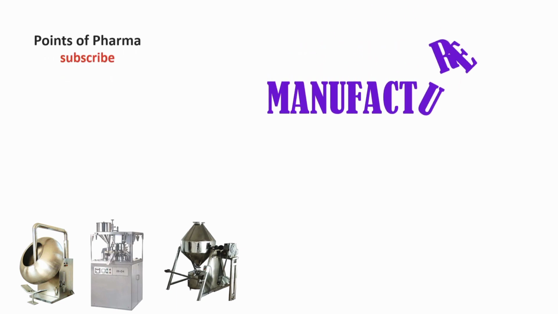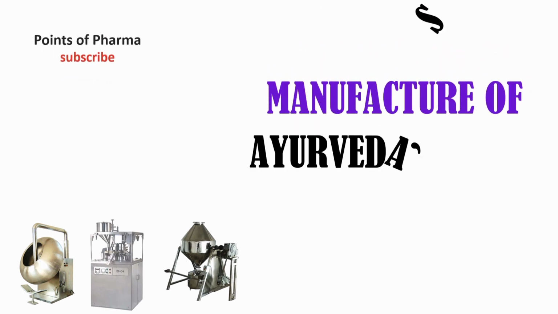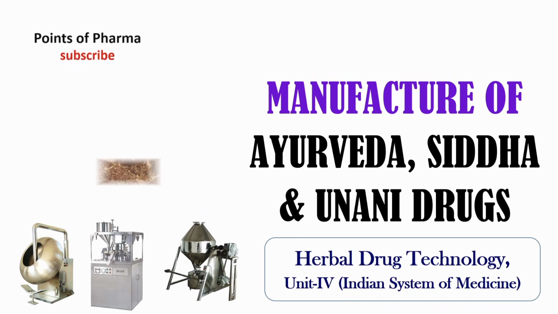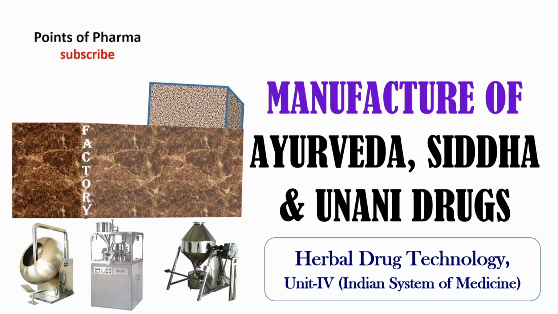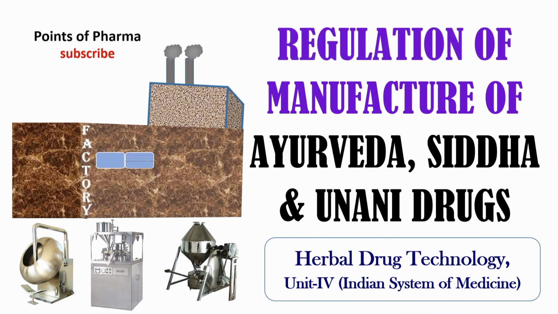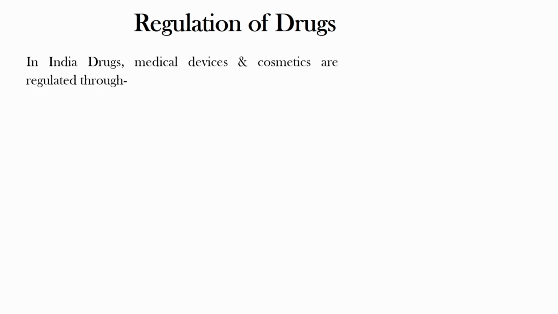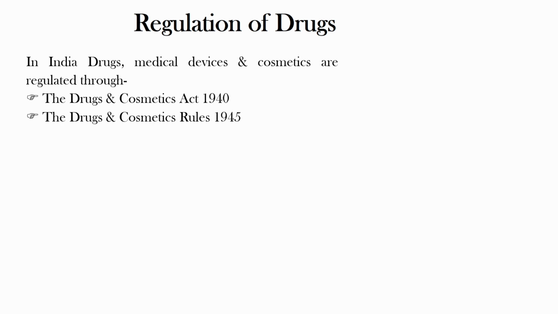Today the topic is manufacture of Ayurveda, Siddha and Unani drugs. It is a topic of herbal drug technology and, more accurately, the topic is regulation of manufacture of Ayurveda, Siddha and Unani drugs. Coming to the regulation, in India, the drugs, medical devices and cosmetics are regulated through the Drug and Cosmetic Act 1940 and the Drug and Cosmetic Rule 1945.